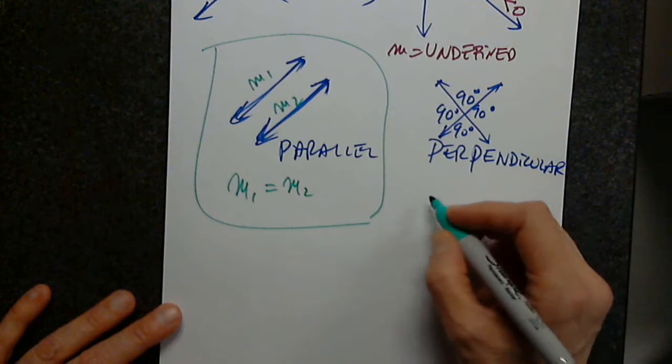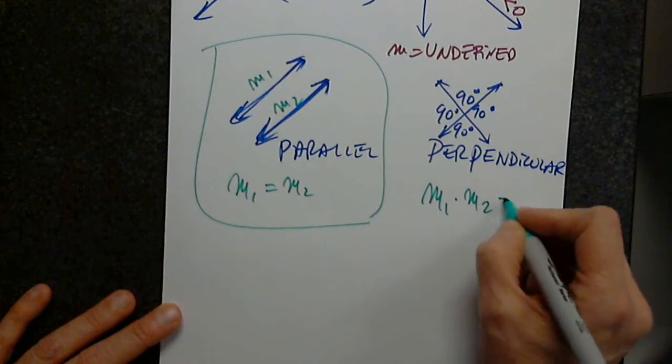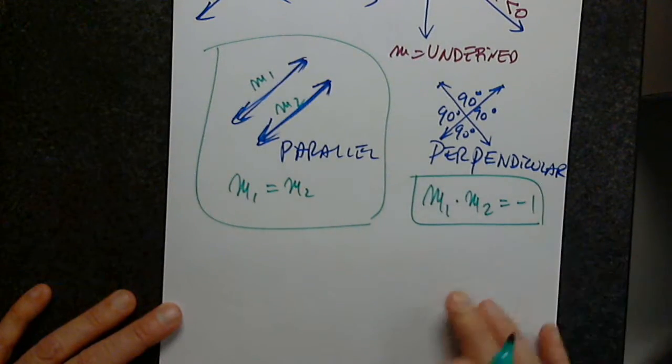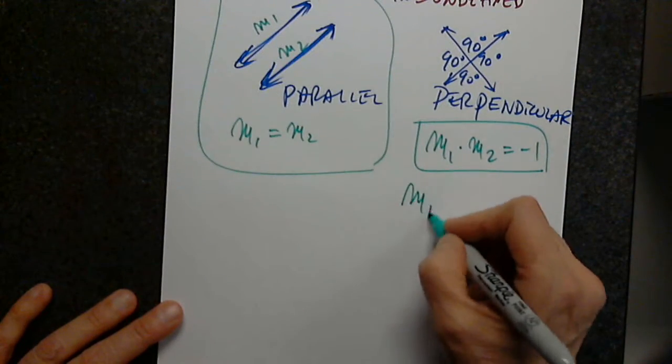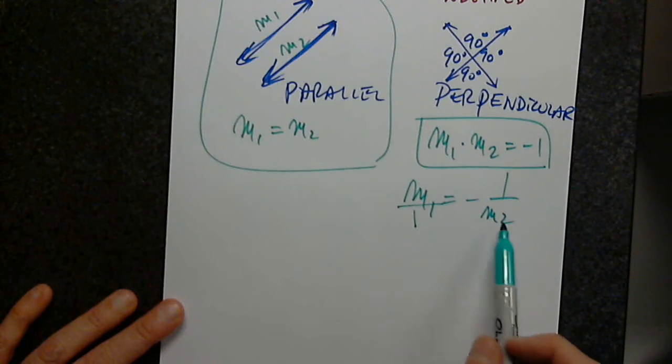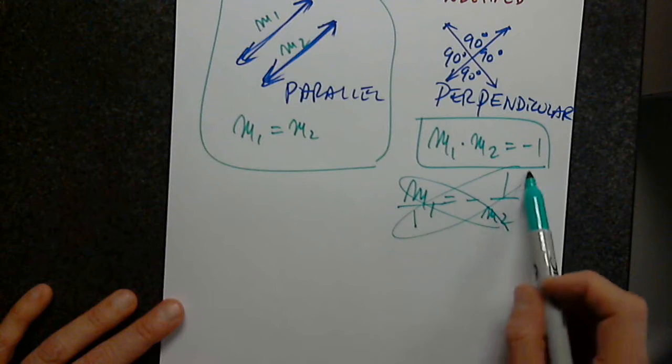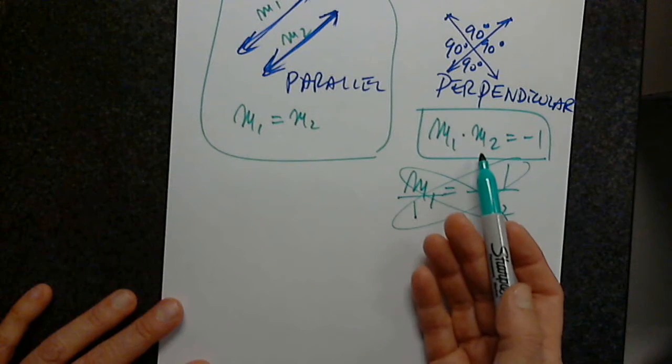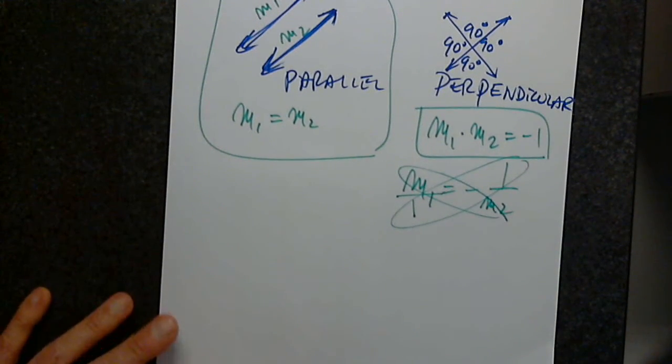What about this one? Do we remember the relationship? Here's how I like it. The product equals -1. You may remember it as m1 equals -1 over m2. But if you put m1 over 1, you get this one. You cross multiply.